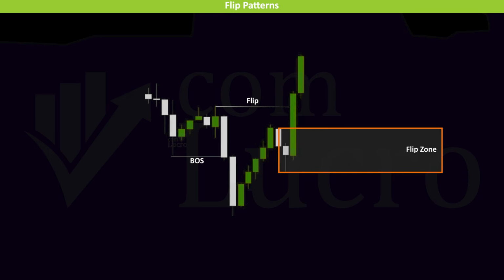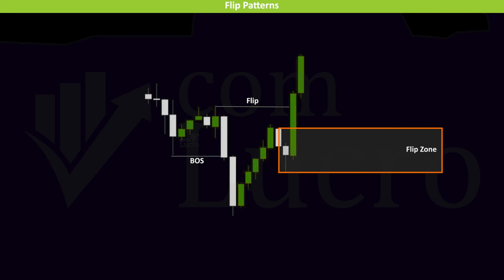Price tends to reverse much faster when a flip forms, which means flips offer a stronger edge than standard change of character structures. They are also more mechanical and rule-based, giving you a clear entry point while indicating a potential shift in market direction. But keep in mind that not every flip is valid or tradable.